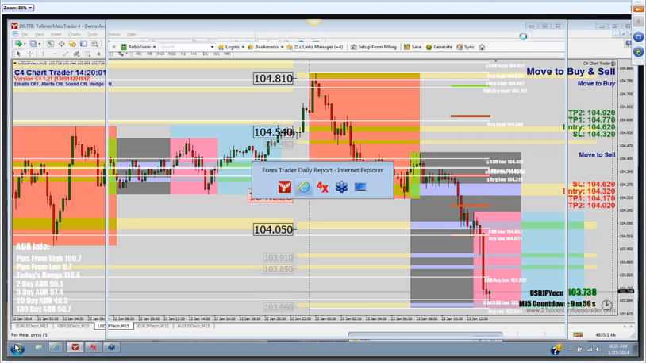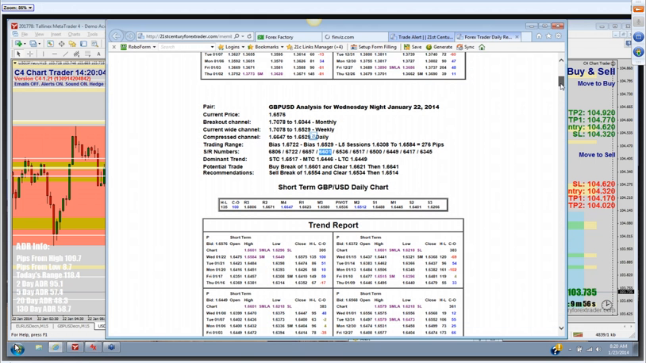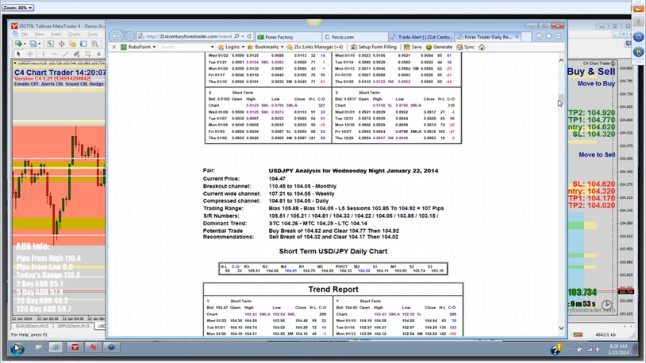And what's our channel telling us? Well, let's pop over here to the daily report. We'll scroll down, and we see that we have a channel bottom at 104.05. Big number, 3 of 3 channel. Big number there, channel bottom 104.05. On the upside, we have 104.81 for our channel top.